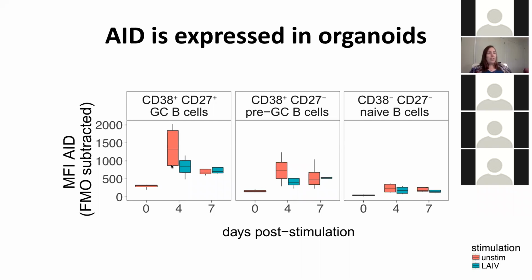We found that germinal center B cells on day 4 have a substantial increase in AID expression compared to day 0 tonsil cells. This starts to come back down by day 7, once we've seen from other cultures that they're already making an antibody response. Presumably at that point, the clones have already been selected. We see substantially less AID expression in the B cells where you would not expect to find it, such as in naive B cells.